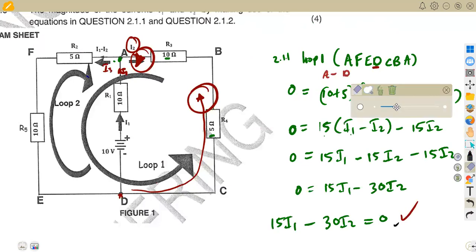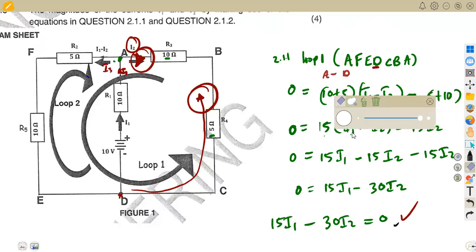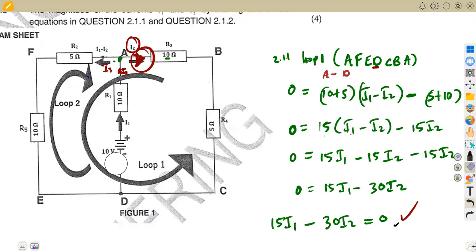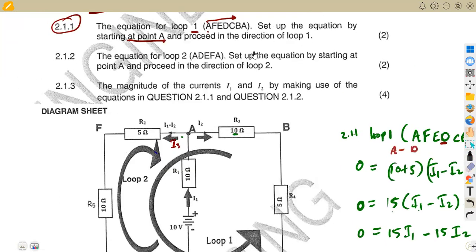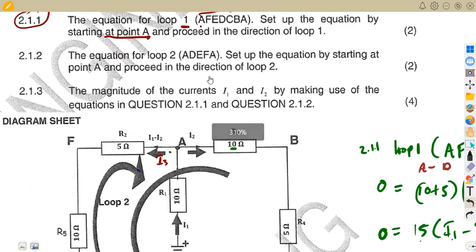All right. So let us see the other part. Let us consider the other loop in this case that we are given. So this part is no longer working. We are now focusing on the other part now. All right, what is it that we are given this time? Then we are given on 2.12 that we have to find the equation for the loop 2, which is given by A, D, E, F, A.